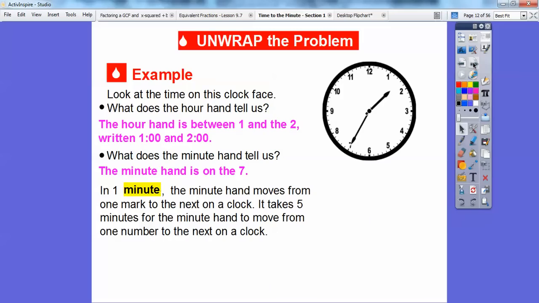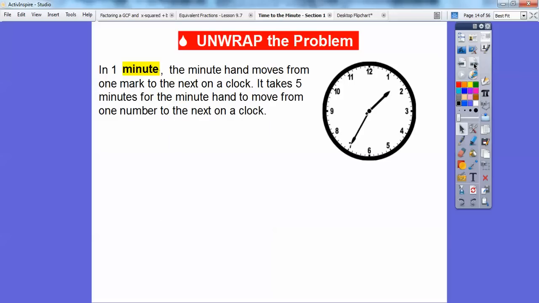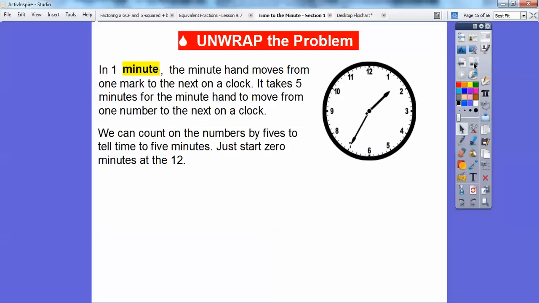So it takes 5 minutes for the minute hand to move from one number to the next number on a clock. So as the minute hand goes from here to here, that's 5 minutes. And then from here to here is another 5 minutes. Okay, so it keeps going 5 minutes. So this is 5 minutes, this is 5 minutes, this is 5 minutes, this is 5 minutes, and so on. So we're going to count by fives. Do you remember counting by fives? So we can count the numbers by fives to tell how many times to do 5 minutes.